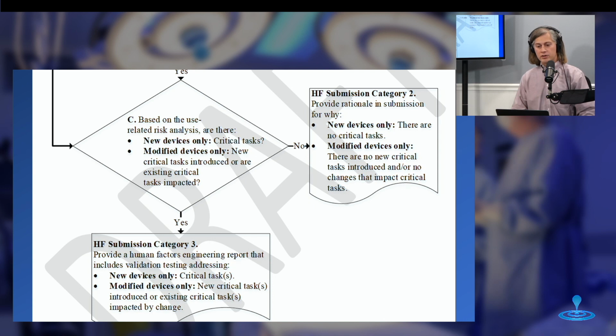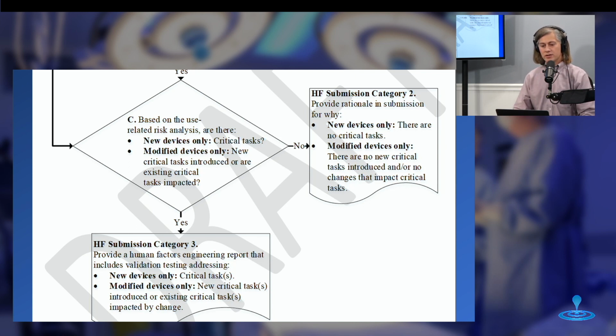The question becomes, are there critical tasks for new devices? Or for modified devices, are there new critical tasks? And they define that elsewhere. But are there things that happen that really, if they don't happen, something's going to go wrong? And if you've already thought about the critical tasks and you haven't added any new ones, well, then you're probably in good shape. But if you are adding new critical tasks, that's when the focus is going to come. So that's how you get into Category 3 if there are new, what are called critical tasks. But if you don't have any new ones, you've thought about them all, then you're Submission Category 2.